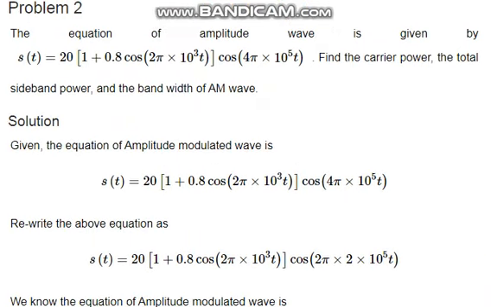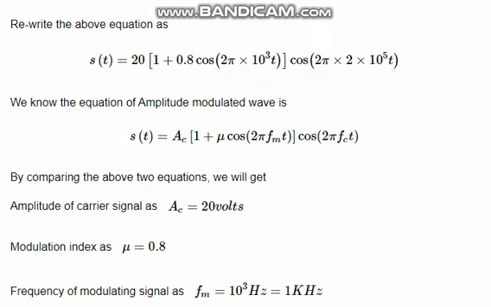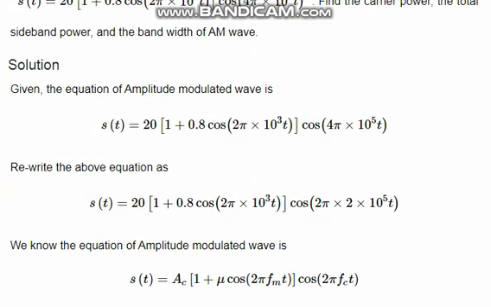In problem 2, the total equation of a modulated amplitude wave has been given, and we have to find the carrier power, the total sideband power and the bandwidth of that AM wave, the amplitude modulation wave. First of all we have to bring that equation to a standard form. That means we have to compare it with the standard amplitude modulated wave that we read in our book, that is Ac (1 + mu cos 2πfm t) cos 2πfc t.